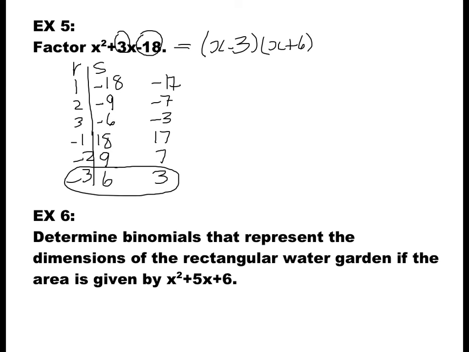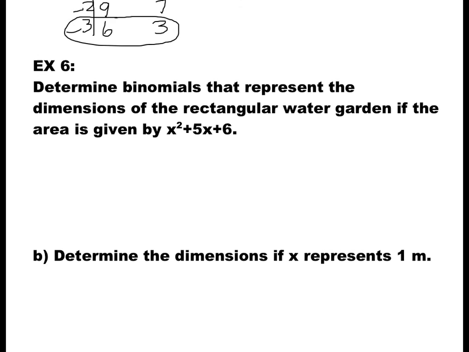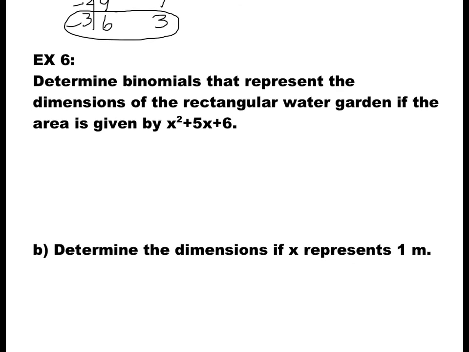Our last example is the following. We have been given a quadratic equation of the form x squared plus 5x plus 6, which represents the area of a garden. We need to find the dimensions of the rectangular water garden. Since it's a rectangle, the area is length times width.